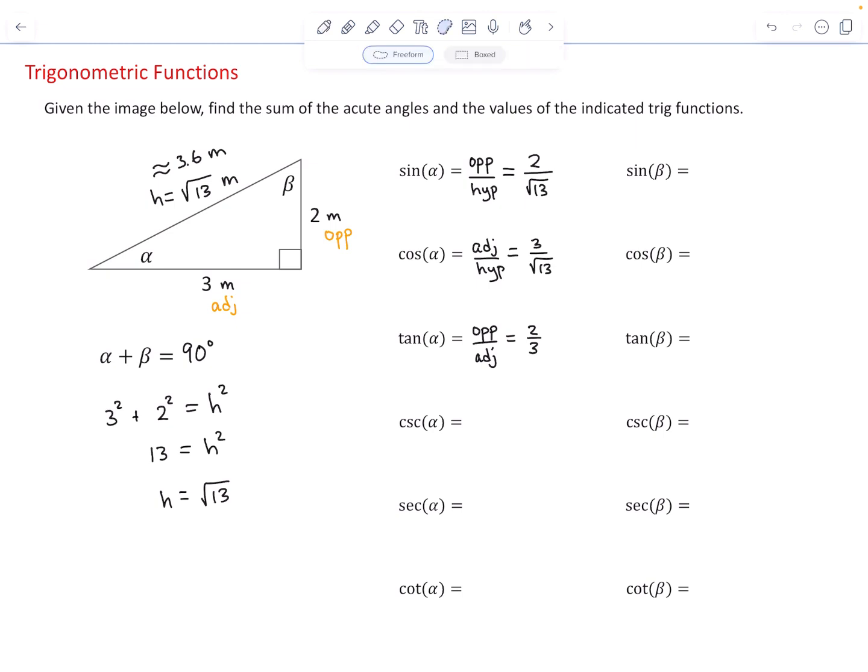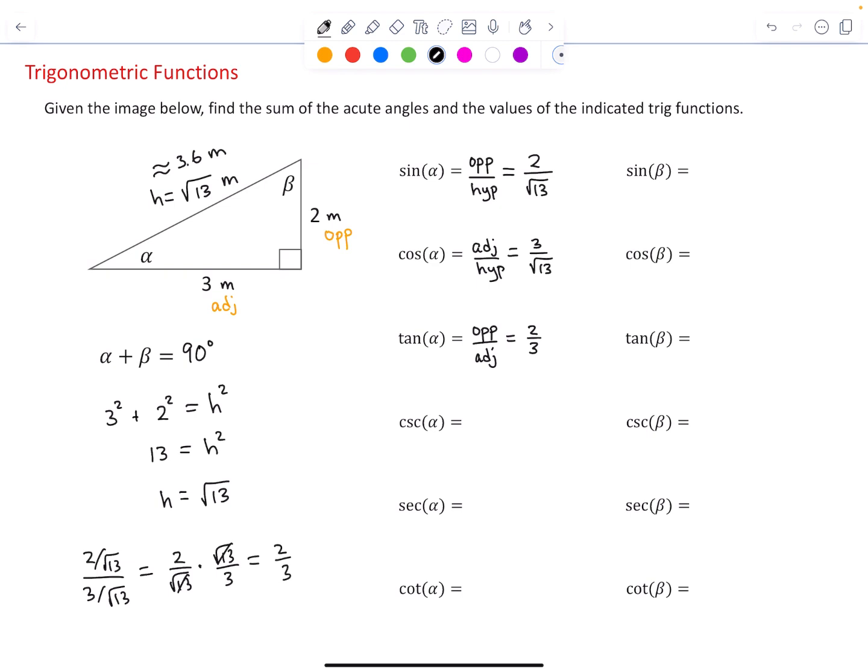Now you can also do the tangent of alpha by taking the sine of alpha, which is 2 radical 13ths, and dividing it by the cosine of alpha. I'll do that work over here. So there's the sine of alpha, and divide that by the cosine of alpha, and then invert and multiply. So we have 2 over radical 13, and instead of dividing by 3 over radical 13, I will multiply by radical 13 over 3. And the radical 13s cancel each other, giving you again this 2/3.